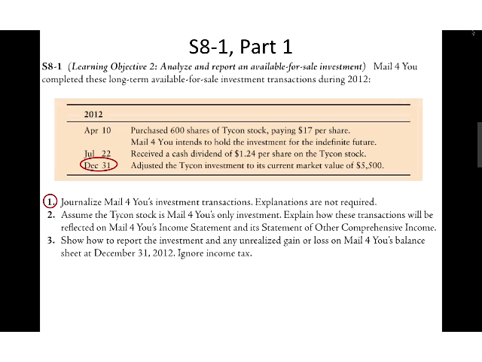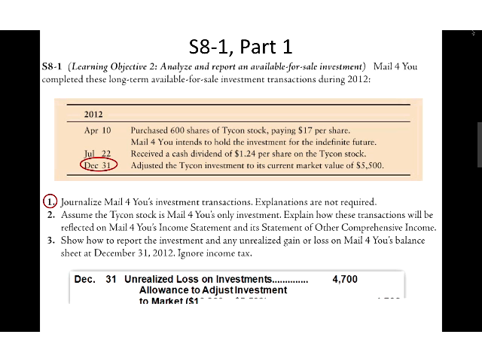Okay, so that's our calculation for this journal entry on December 31st. The actual journal entry we do on December 31st for a loss is going to debit unrealized loss on investments, and it's going to credit an allowance account. So wait till that comes up, and then I'm going to pause for a minute, let you write that down, and then I'll talk through this a little bit more.